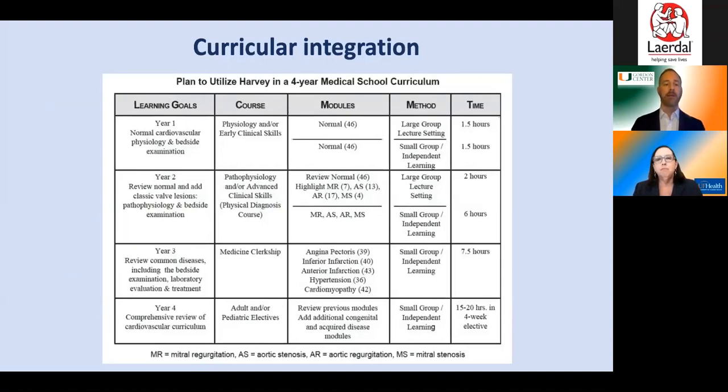You can see here we suggest that in year 1, when they're learning normal physiology, just focus on normal in Harvey. And we use a blended approach. We do some large group instructor-led teaching and about an equal amount of small group or independent learning opportunities where they can go and practice on their own.